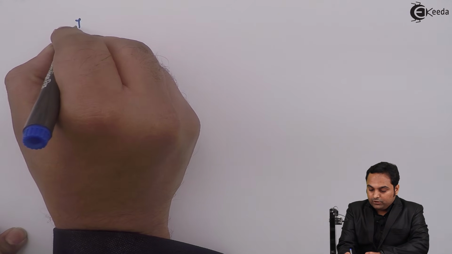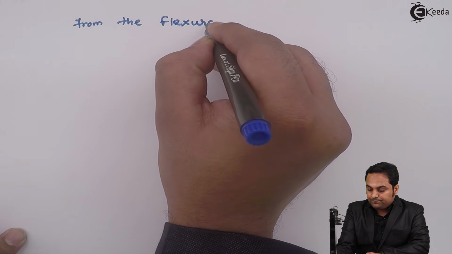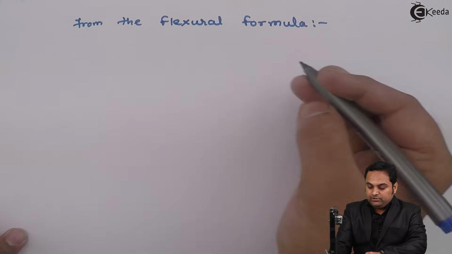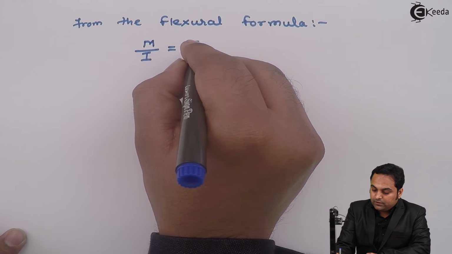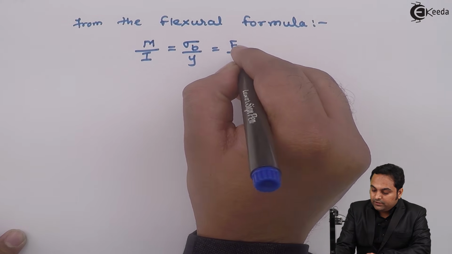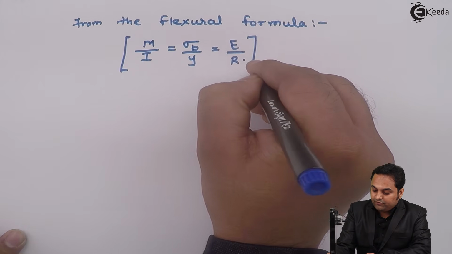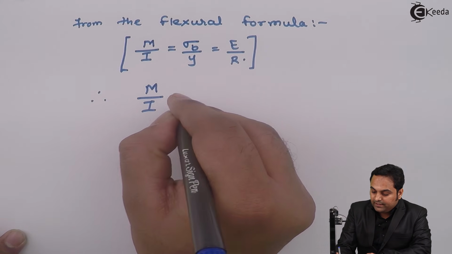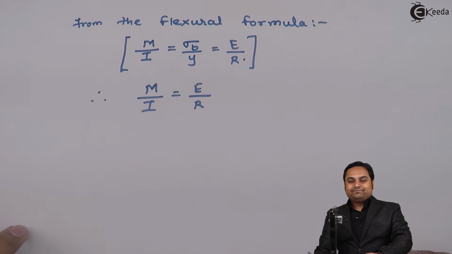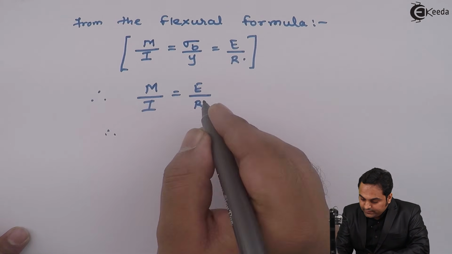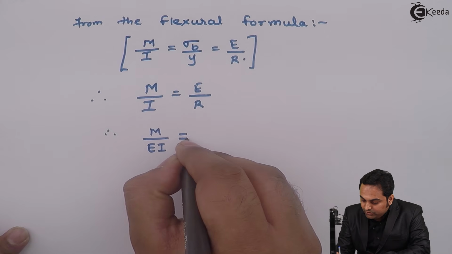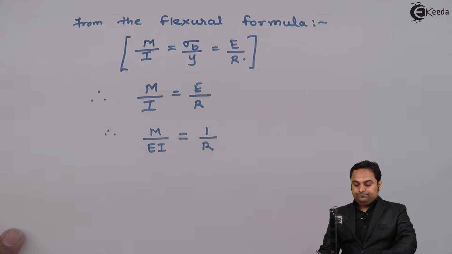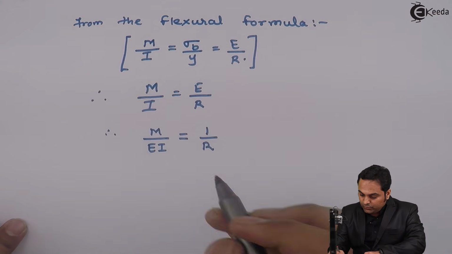Then after reaching here, I'll say that from the flexural formula, the flexural formula was m upon I is equal to sigma b upon y is equal to E by R. Now instead of using the complete formula, I'll use only the terms m upon I is equal to E by R. So next, I will bring E onto one side, so I have m upon EI is equal to 1 upon R. So this will be equation number 6.